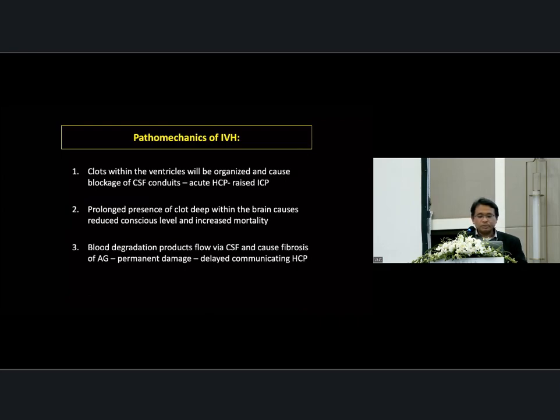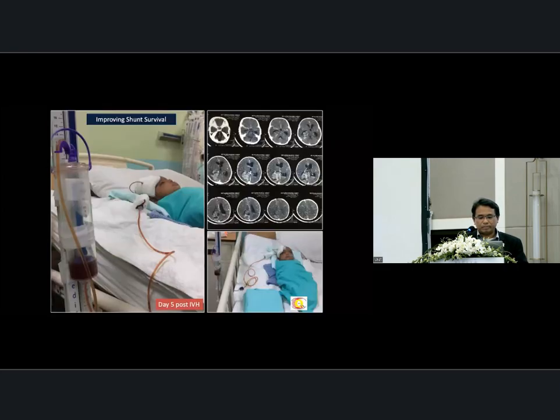So as you know that intraventricular hemorrhage, the clot within the ventricle will be organized after a few hours, and this can cause blockage to the CSF conduit, resulted in acute hydrocephalus and eventually cause raised intracranial pressure. So the prolonged presence of clot deep within the brain cause reduced consciousness level and increased mortality. And this blood degradation product can flow within the CSF and eventually cause fibrosis of the arachnoid granulation tissue, and patient later develop delayed communicating hydrocephalus. So it is quite wise that if you can remove the clot, so you can stop this cascade from happening, you can of course remove the clot and you can improve patient survival.